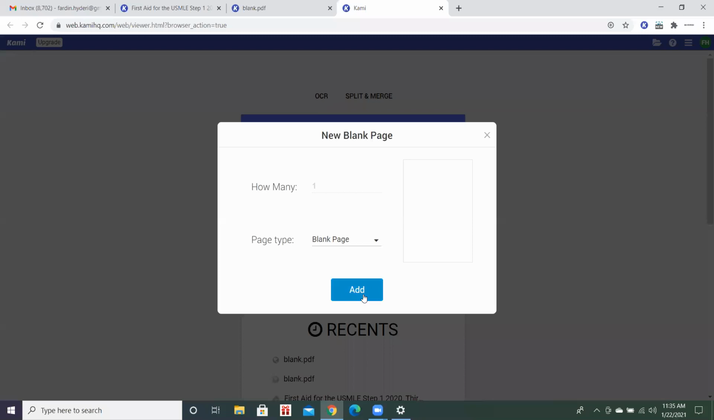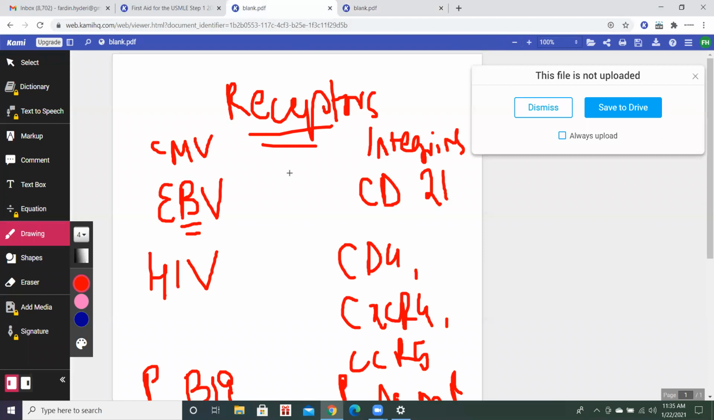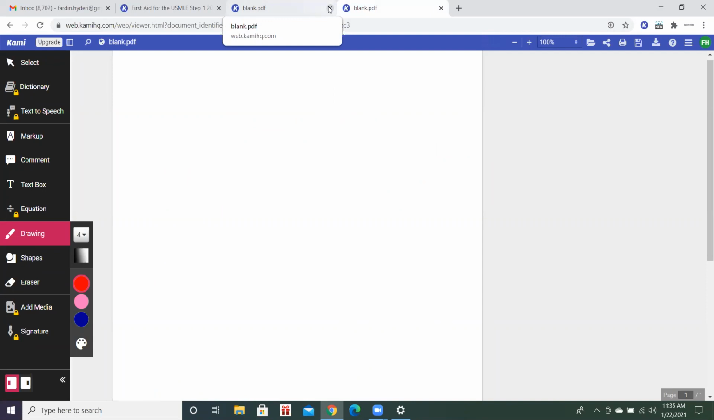Fast answers. Cytomegalovirus, not Epstein-Barr virus. Integrins. I just said this. Integral part of learning step one is learning about cytomegalovirus. It's integrins. What is the receptor for Epstein-Barr virus? CD21. What is the receptor for HIV virus?